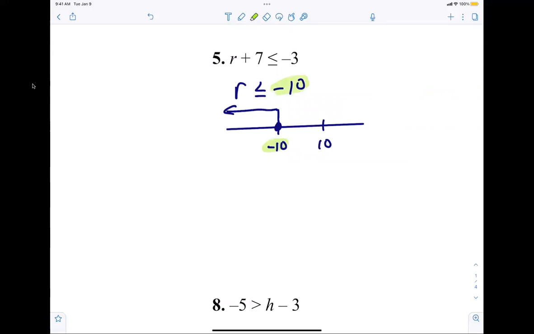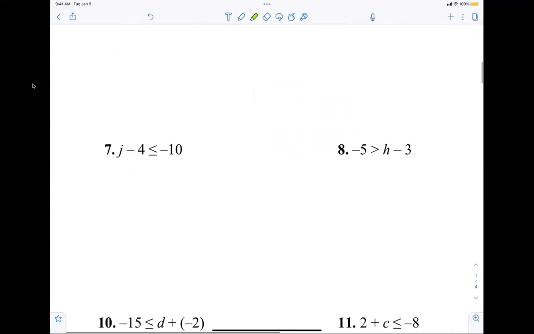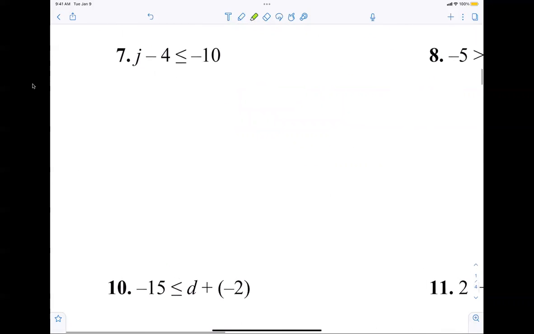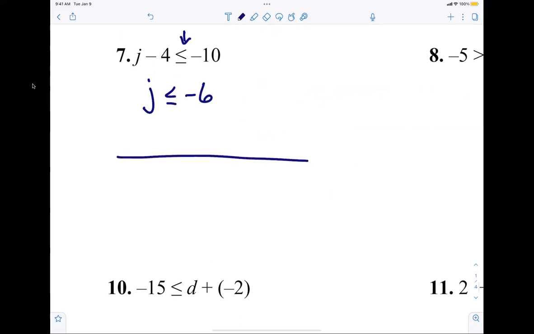Makes sense now, right? Okay. So Max, you're on number 7. And number 7, so you add 4. Add 4. So what do I get? J is less than or equal to -6. What? You have to read me the inequality. J equals -6? Not equals. J. You have to tell me what that is. No, J less than or equal to -6. Yes, perfect.